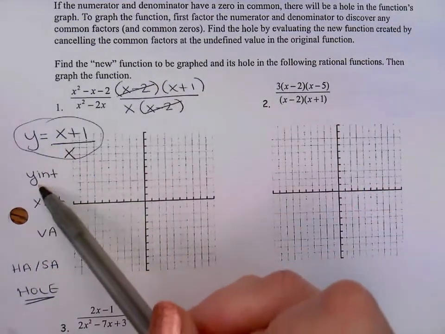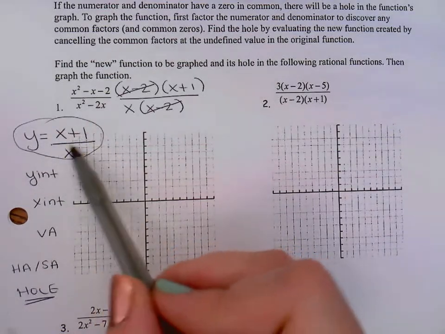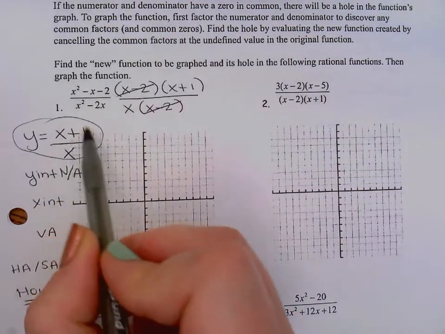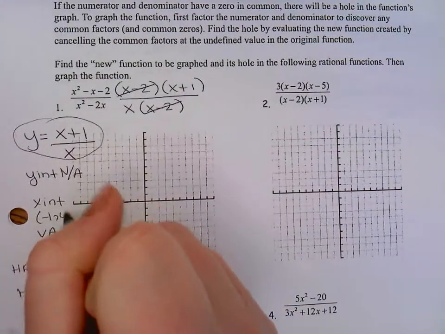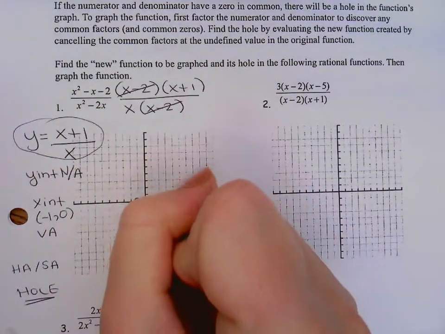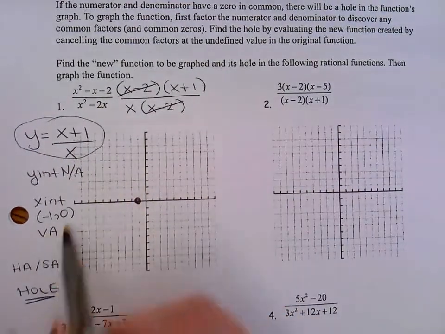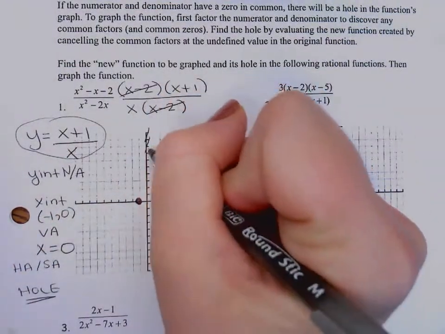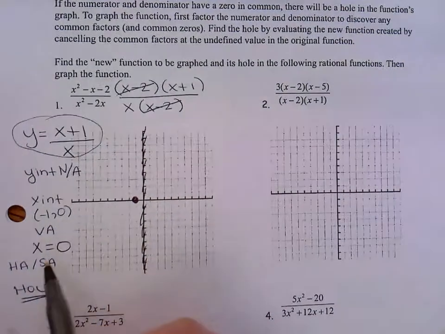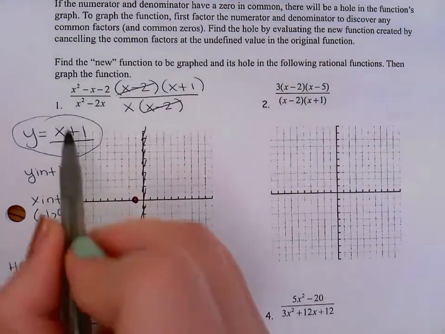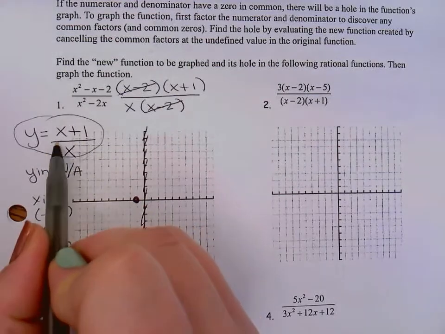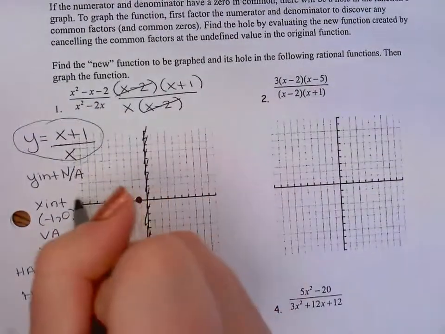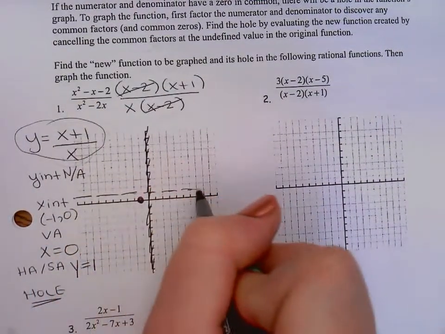For the y-intercept, when I plug in 0, I get 0 in the denominator. So there is none. For the x-intercept, I want -1 because that's what makes the numerator 0. I'm going to plot that on the graph. For my vertical asymptote, it would be at 0 because that's where the denominator is 0. And for my horizontal or slant asymptote, the powers are equal in the numerator and denominator, and 1 divided by 1 is 1. So y equals 1 is my horizontal asymptote.